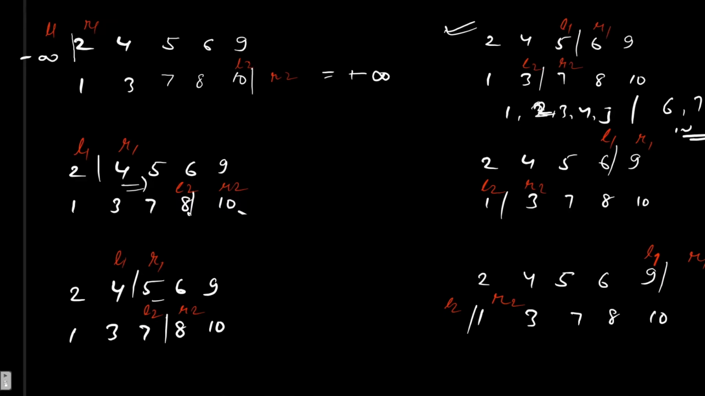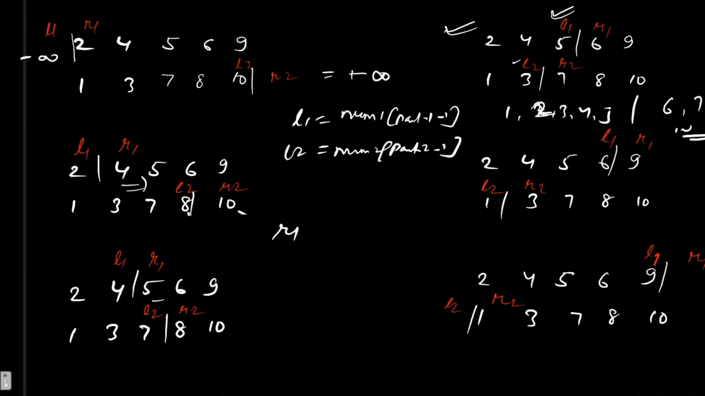So how can we find L1 and L2? Whenever you make any partition, let's say this is the partition, L1 is going to be equal to nums1 at partition 1 minus 1. We can confirm from this, yeah. And L2 is going to be similarly nums2 at partition 2 minus 1. Okay, so we have found L1 and L2. Similarly, we have to find R1, R2.